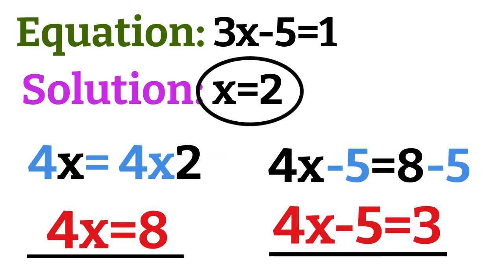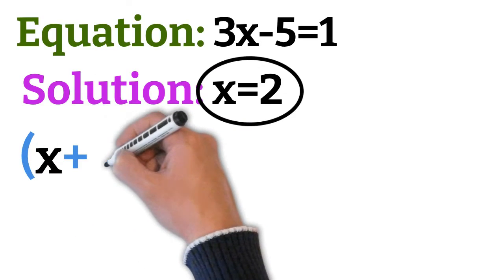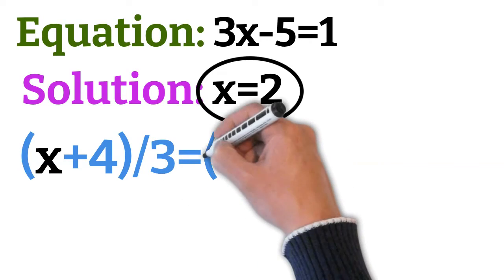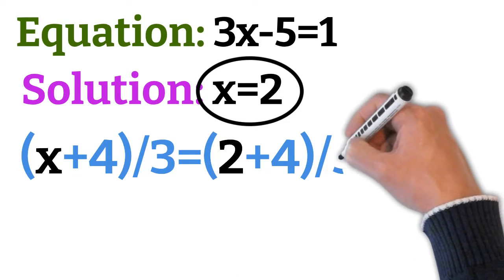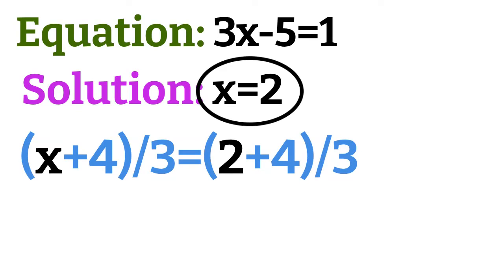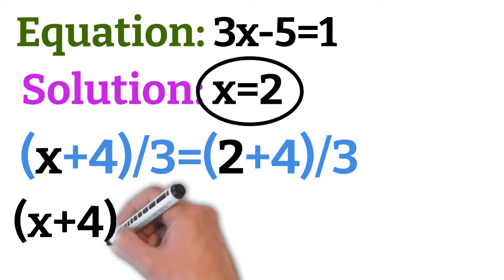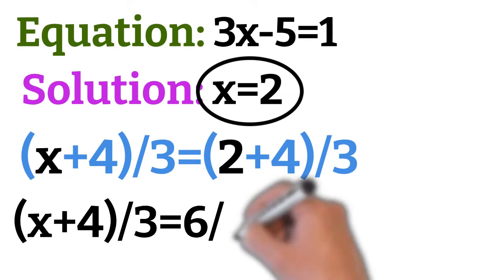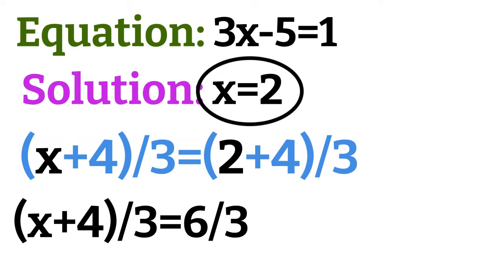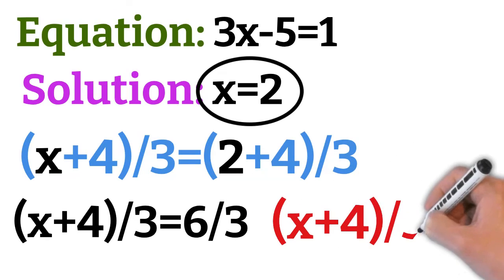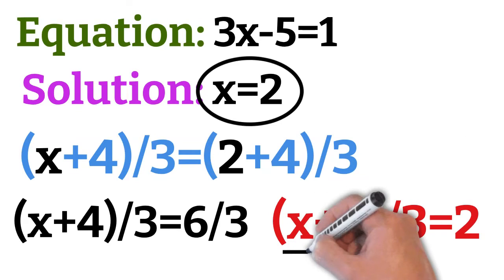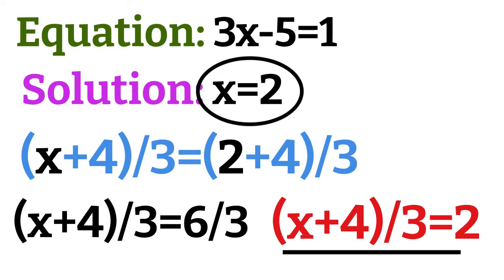Likewise, we can add 4 to both sides and then divide by 3 to get (x + 4)/3 = (2 + 4)/3, or (x + 4)/3 = 6/3, or (x + 4)/3 = 2. This is another equation with solution x = 2. In this way, we can form as many equations as we want from one solution.